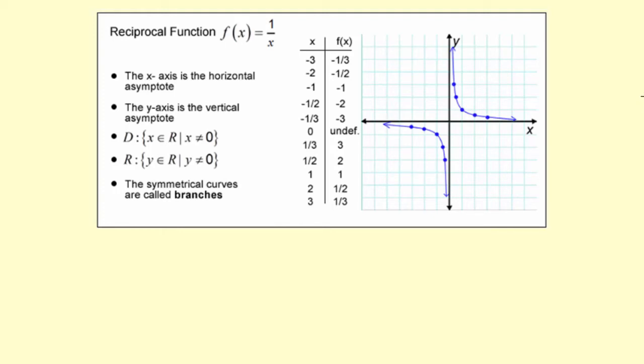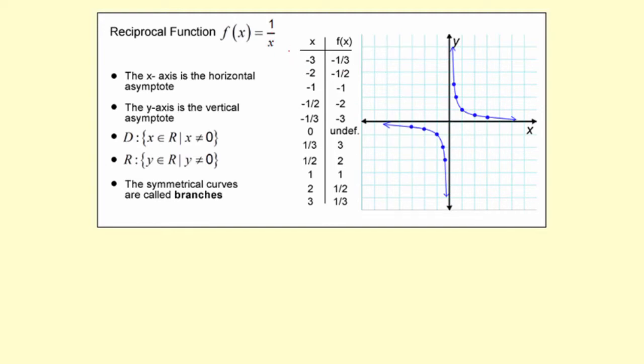So the big picture for this lesson is rational function graphs. Here's the parent function, the reciprocal function, f of x equals 1 over x. And you can see that it has two branches or curves. The reason is that the variable x, the input variable, is in the denominator.